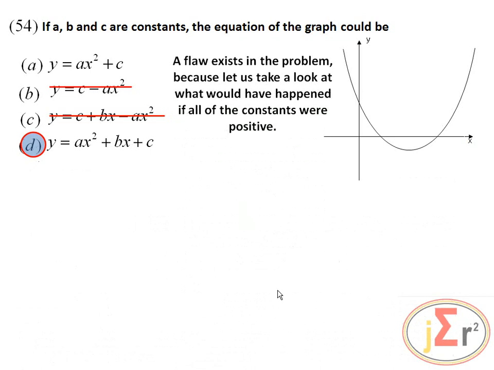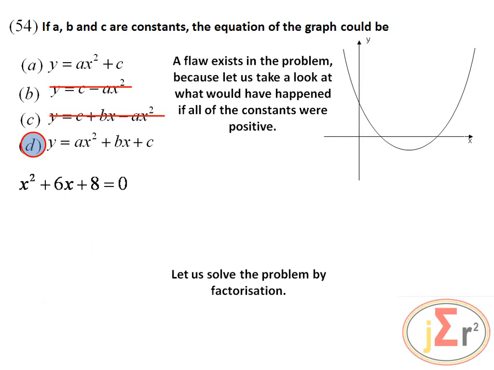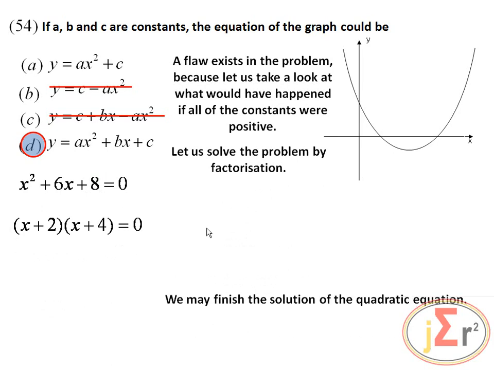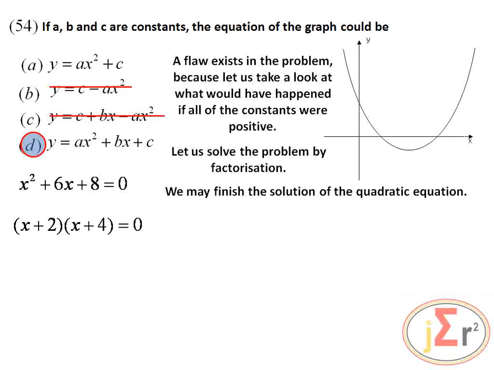A flaw exists in the problem, because let us take a look at what would have happened if all of the constants were positive. X squared plus 6x plus 8, everything positive. Let us solve the problem by factorization. What two numbers multiply to give 8 and add to give 6? 2 and 4. X plus 2, x plus 4. Those are the two factors. We may finish the solution of the quadratic equation and we will have x equal to negative 2 and negative 4.